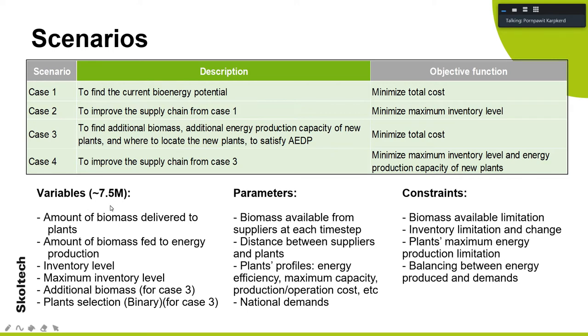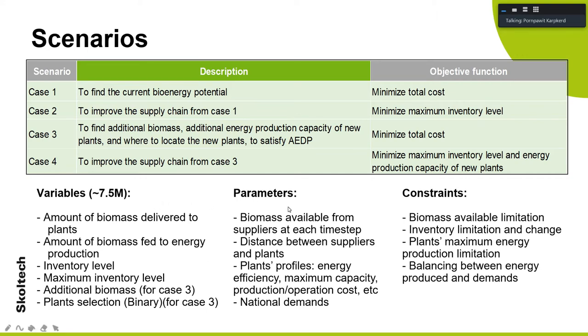I have about 7.5 million variables in total, which consist of the amount of biomass delivered from suppliers to power plants, the amount of bioenergy fed into the energy production process at each time step, the inventory level of each power plant, the maximum inventory level of each power plant, and in case 3, we introduce new variables: the additional biomass Thailand should grow, and the plant selection.